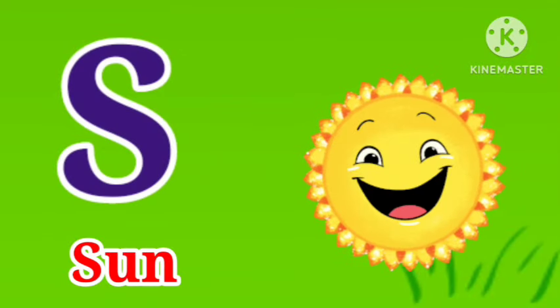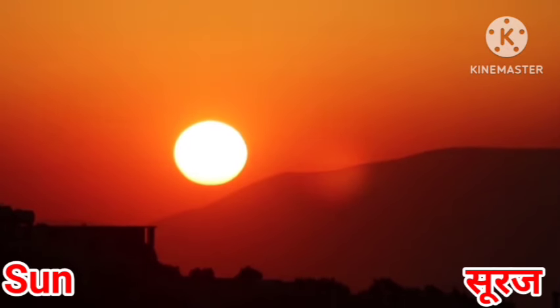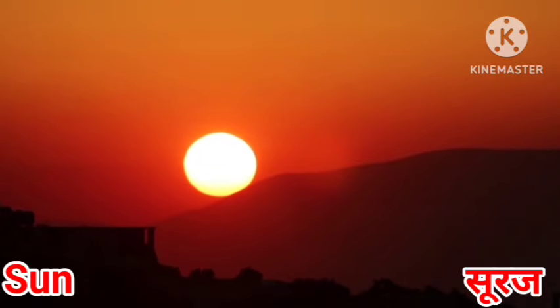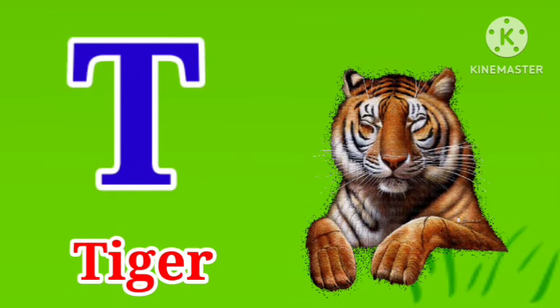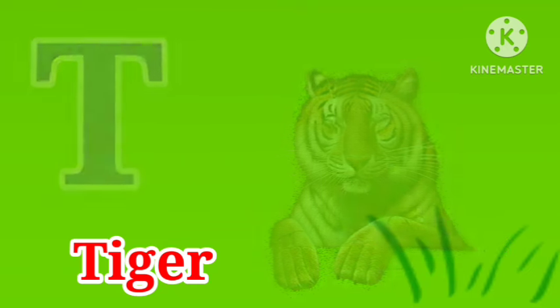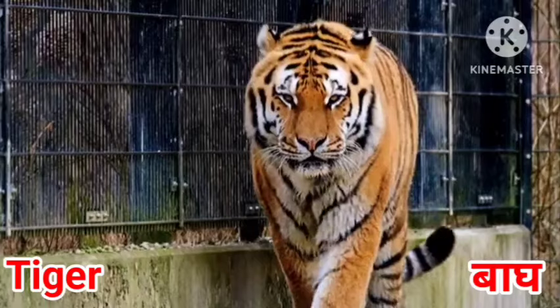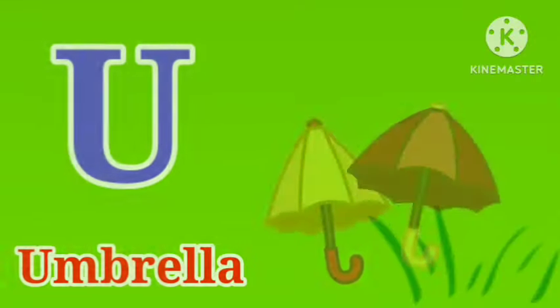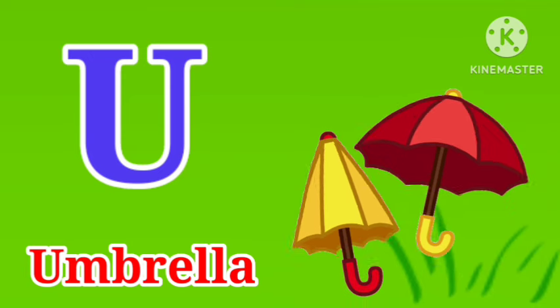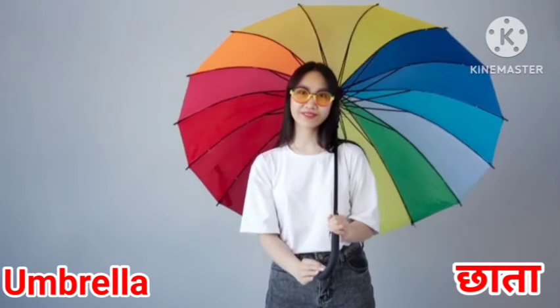S for sun. Sun means? Suraj. T for tiger. Tiger means? Bug. U for umbrella. Umbrella means?